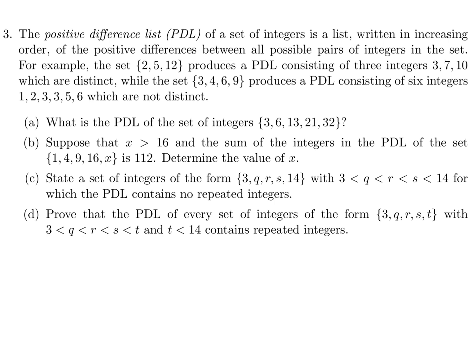The positive difference list, PDL, of a set of integers is a list written in increasing order of the positive differences between all positive pairs of integers in the set. For example, the set 2, 5, 12 produces a PDL consisting of 3 integers 3, 7, 10, which are distinct, while the set 3, 4, 6, 9 produces a PDL consisting of 6 integers 1, 2, 3, 3, 5, 6, which are not distinct. What is the PDL of the set of integers 3, 6, 13, 21, and 32?